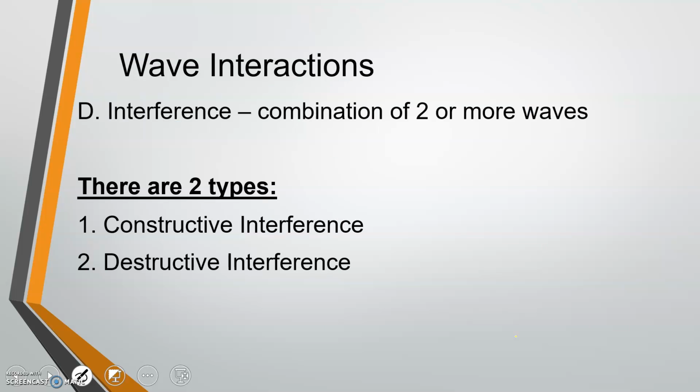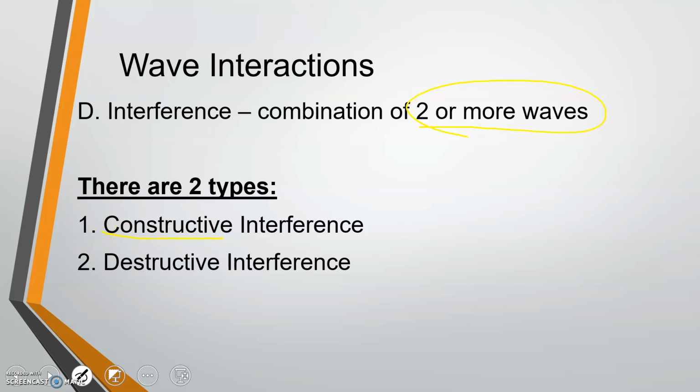Okay, now for wave interactions. Interaction just means that two or more waves are combining. So they're interacting with each other. They are in sync with each other, sort of. There are two types of interactions. The first type is constructive interference.